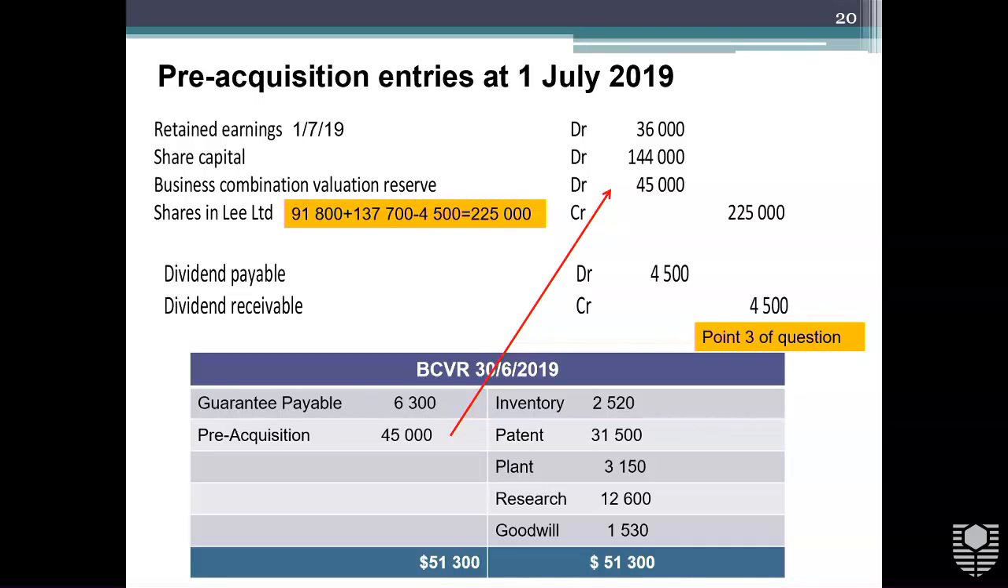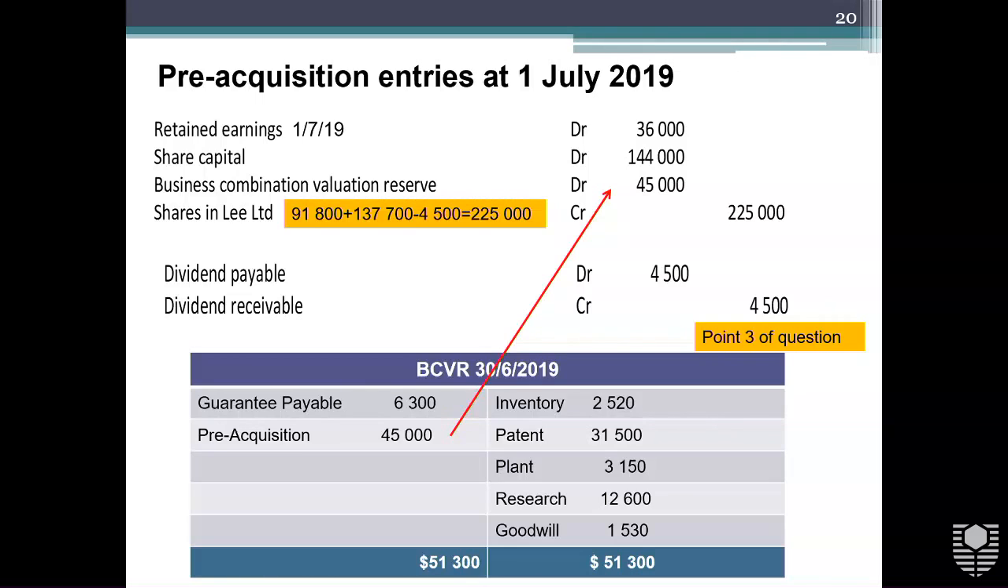Now, hands up who is looking at maybe doing the CPA program? Maybe? Yeah, I'm going to do it? Yeah, well, you need to know these. You need to know these intra-group transactions, so we'll go through it now.